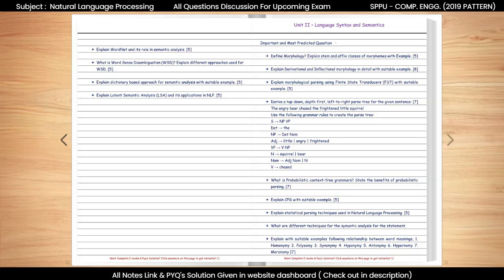Now, let us move on to our next important topic, context-free grammar. From this topic, we can expect questions such as, explain context-free grammar with suitable example.